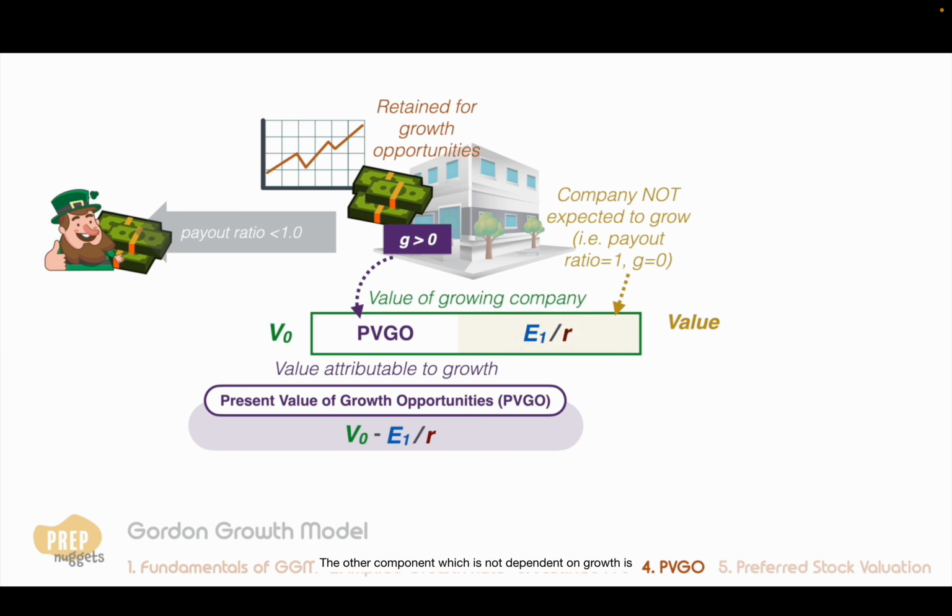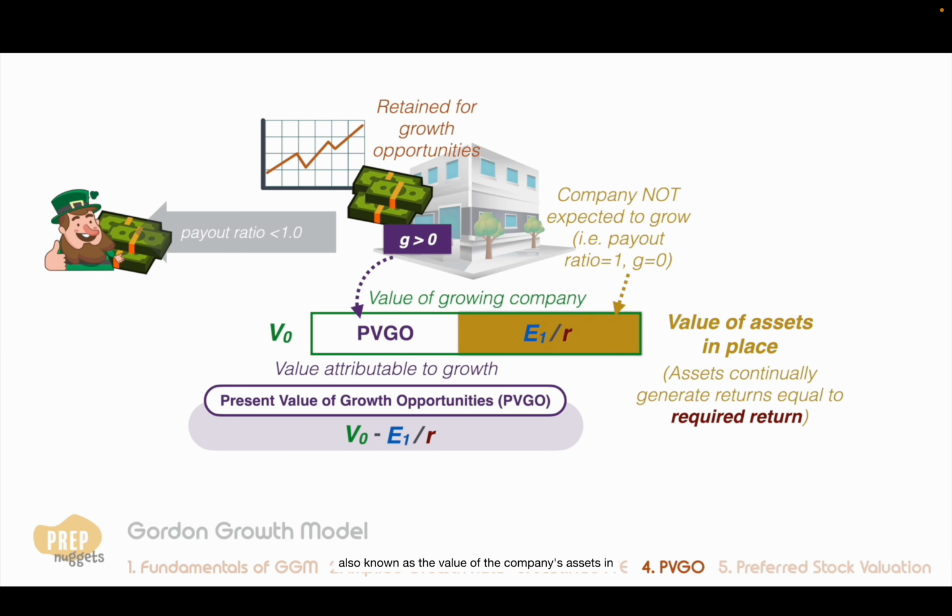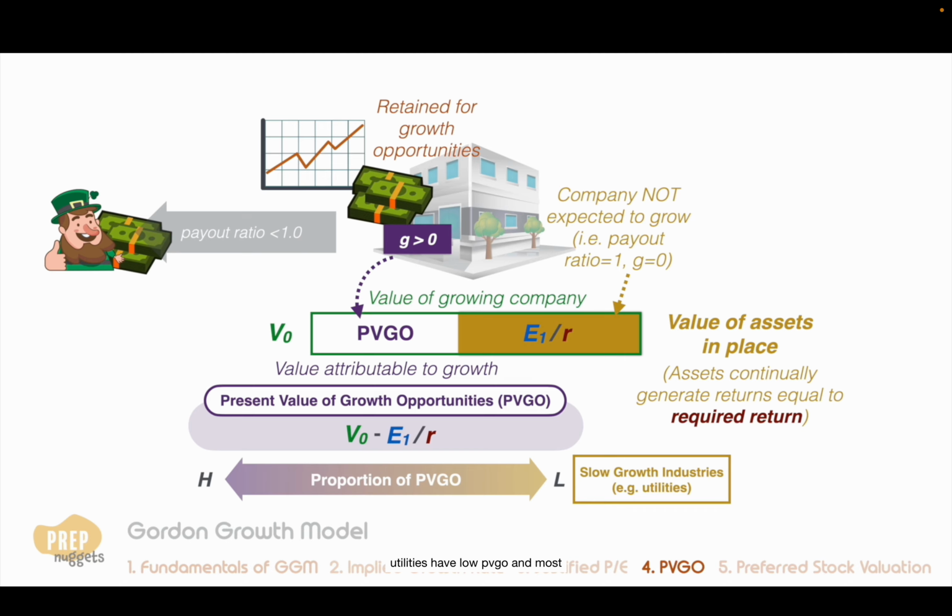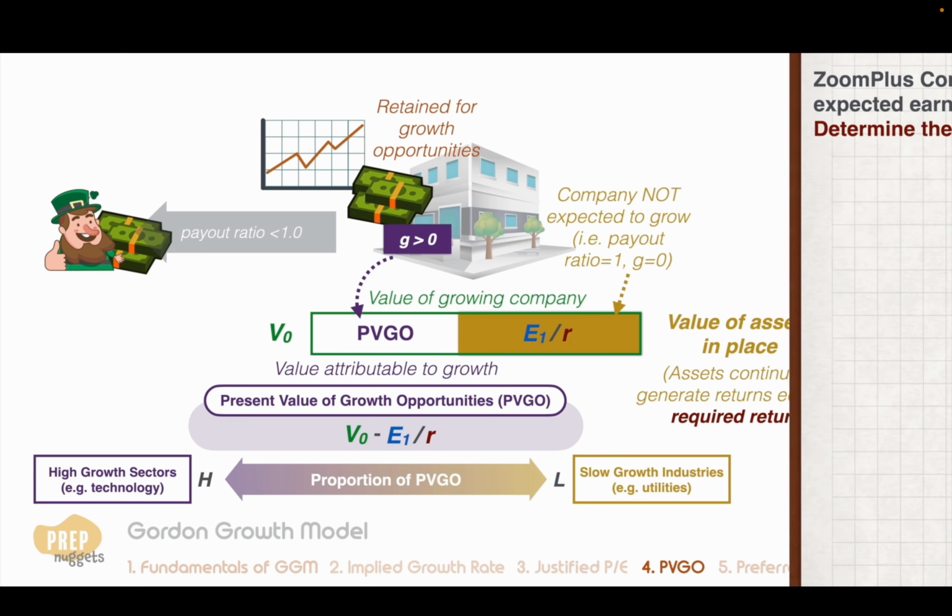The other component, which is not dependent on growth, is also known as the value of the company's assets in place, which means that the company's assets continually generate returns equal to the required return of the stock. In general, companies in slow growth industries like utilities have low PVGO, and most of their value comes from their assets in place. In contrast, high growth potential sectors like the tech sector tend to be valued more based on their PVGO. With that, let's practice.